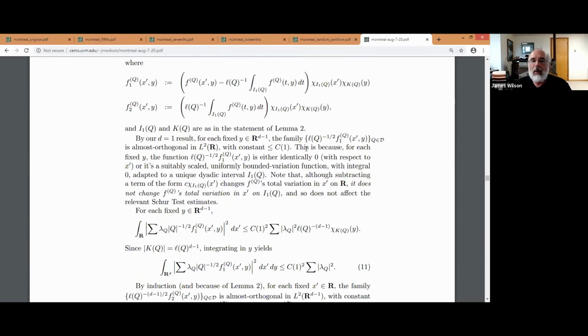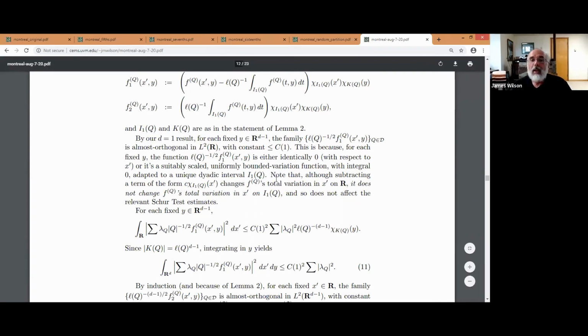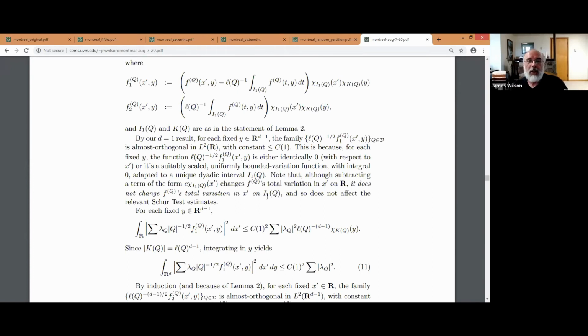To explain it in detail, this is because this function is either identically 0, meaning Q doesn't come anywhere near this set, or it's a suitably scaled, uniformly bounded variation function with integral equal to 0. That's because we subtracted off the average. I just want to note that subtracting off the average does affect the total variation of this function, but it doesn't affect the relevant Schur test estimates.